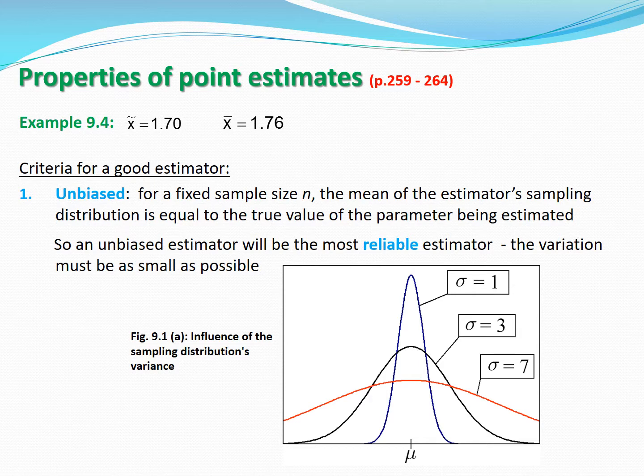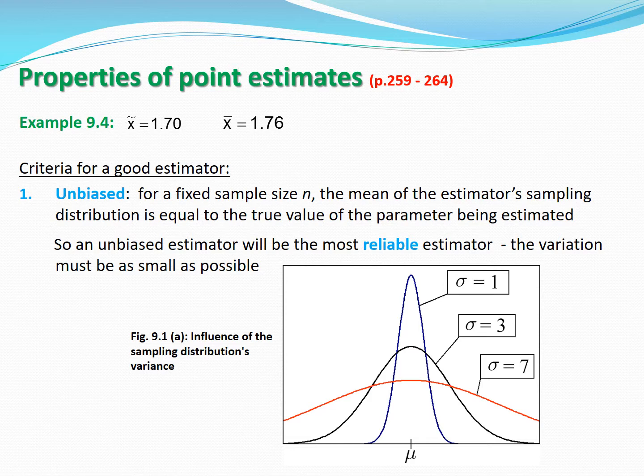In example 9.4, they show you the values for 2 point estimators of the population mean: the sample median that had a value of 1.70 and the sample mean that had a value of 1.76. Okay, but how would we know which point estimator estimates the value of the population mean the best? Well, in order to decide, we must determine how the estimators behave in repeated sampling. So we look at the estimator sampling distribution.